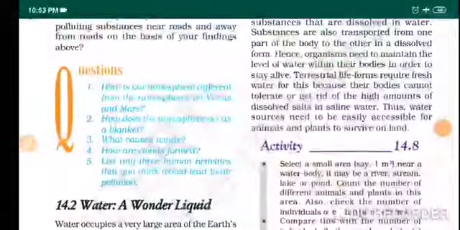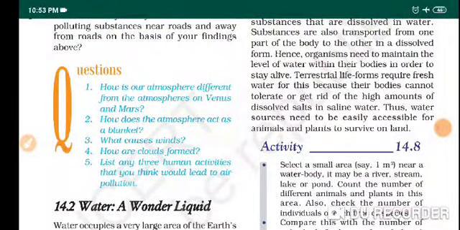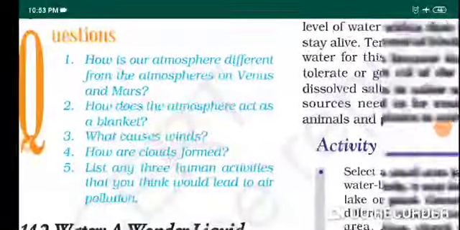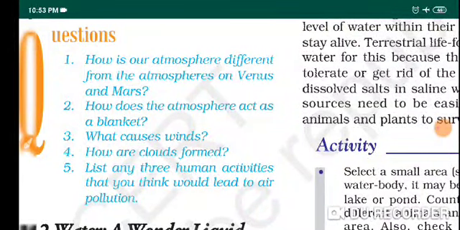Okay. Next you have the questions over here. There are blue questions which are given. You try to find out the answer on your own. I actually have discussed all this in the previous video also. How is the atmosphere on the Venus and Mars? You have this answer on the page, the very beginning of the chapter. You have it, isn't it?